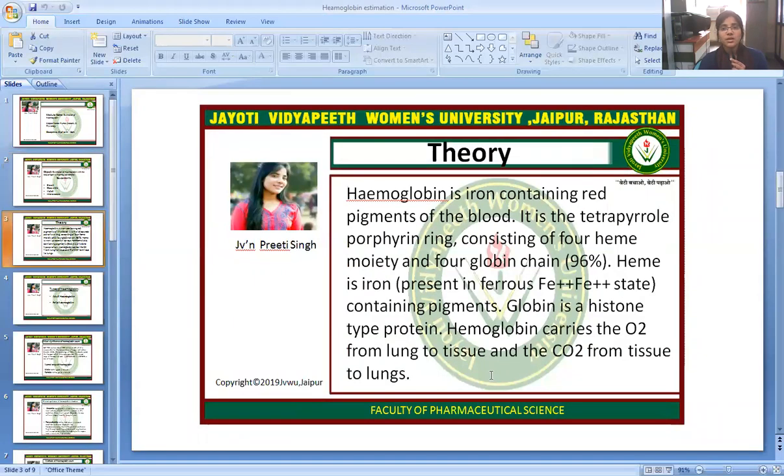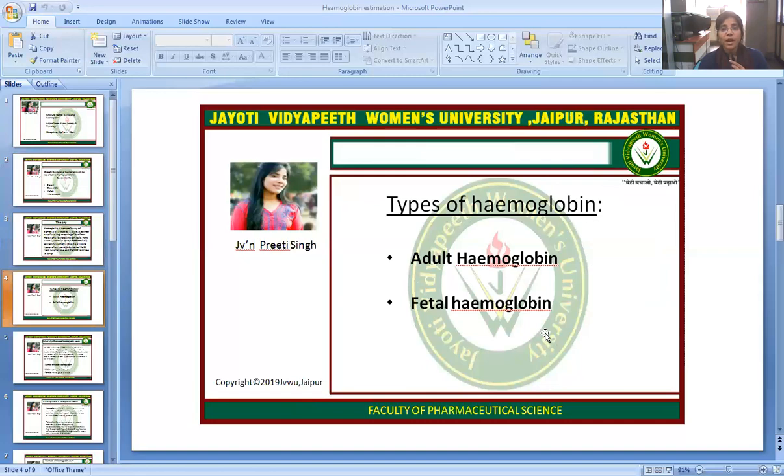So hemoglobin is the iron-containing red pigment of the blood. It is a tetrapyrrole porphyrin ring consisting of 4 heme moieties and 4 globin chains, 96%. Heme is the iron-containing pigment present in ferrous and ferric state. Globin is a histone-type protein, and hemoglobin carries the O2 from lung to tissue and the CO2 from the tissue to lung. So types of hemoglobin: adult hemoglobin and fetal hemoglobin.